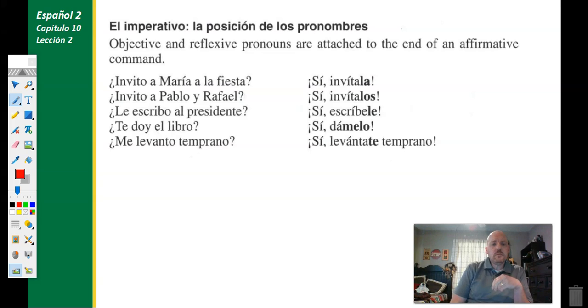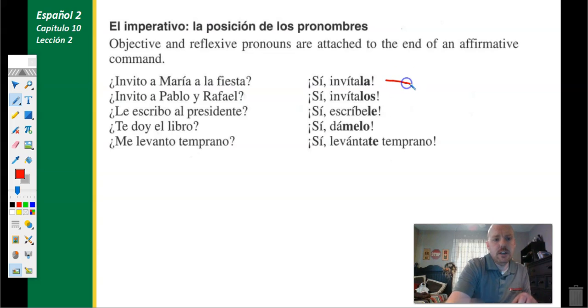New for today, we're talking about adding these pronouns to the command form. And we do this in English a lot as well. If we were to say in English, study the book, we may just say study it. So we're changing the direct object noun book to a pronoun it. And that's what we're doing with these as well. Object and even reflexive pronouns are going to be attached to the end of an affirmative command.